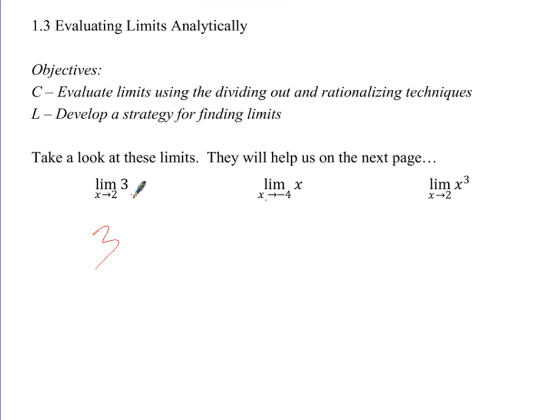The number 3 right here is my function, basically. Okay? The limit as x approaches 2 of 3. Does 3 care what x is doing at all in this case? Not at all. Okay? So it's just 3. It's like the constant function y equals 3. That would be a horizontal line that goes through 3 on the y-axis. It doesn't matter what value x is, it's always going to have a function value of 3.